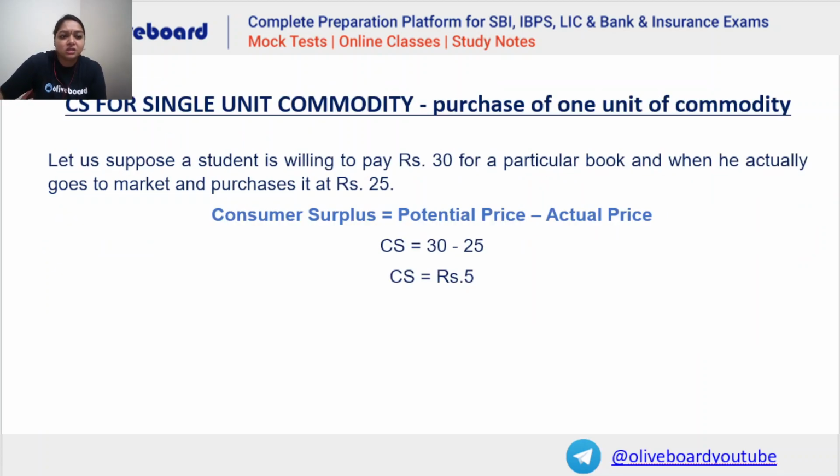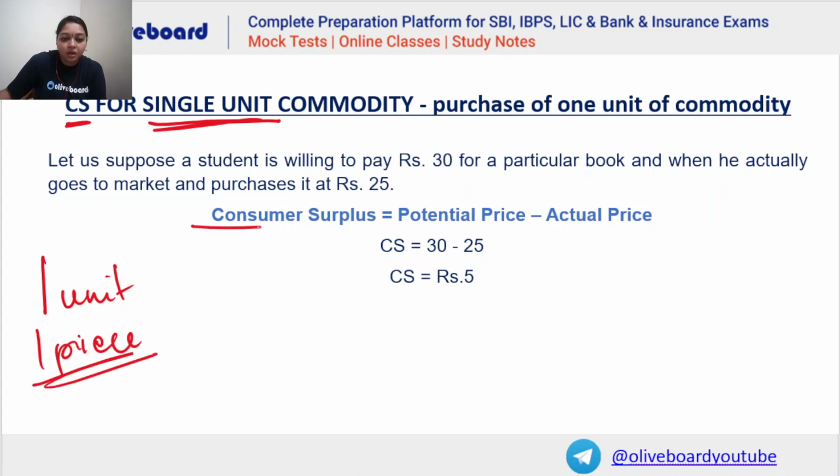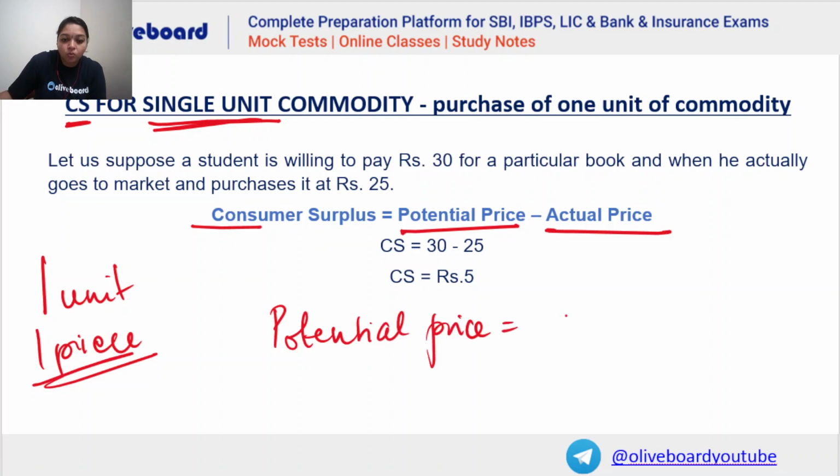Now, this is the first type, when we are calculating consumer surplus for a single unit of a commodity, right? When you purchase one unit of something or one piece of something, we use this method, right? Very simple. Consumer surplus is nothing but potential price minus actual price. Potential price. What is potential price? How much the consumer is willing to pay.